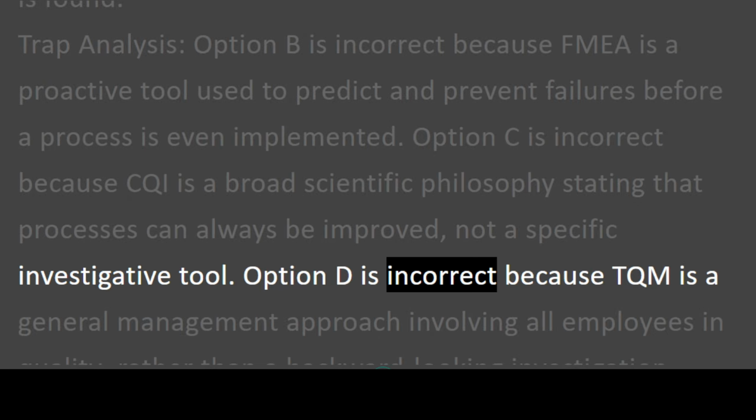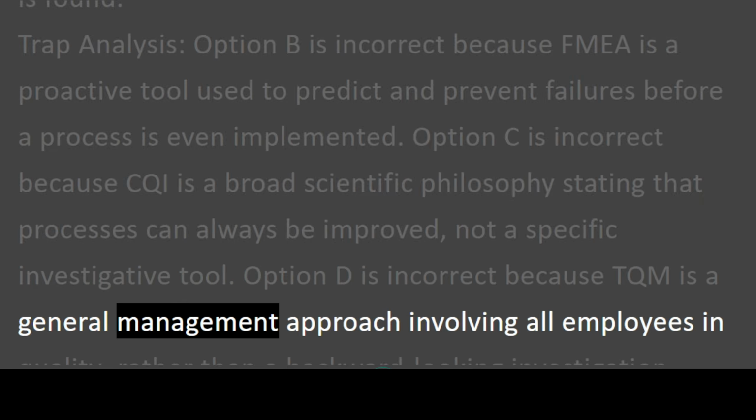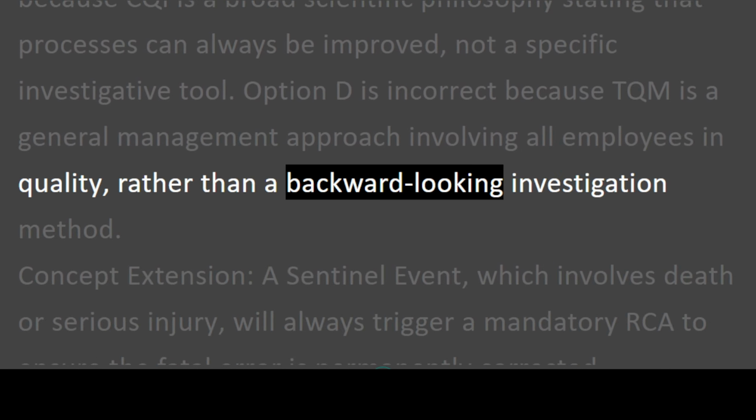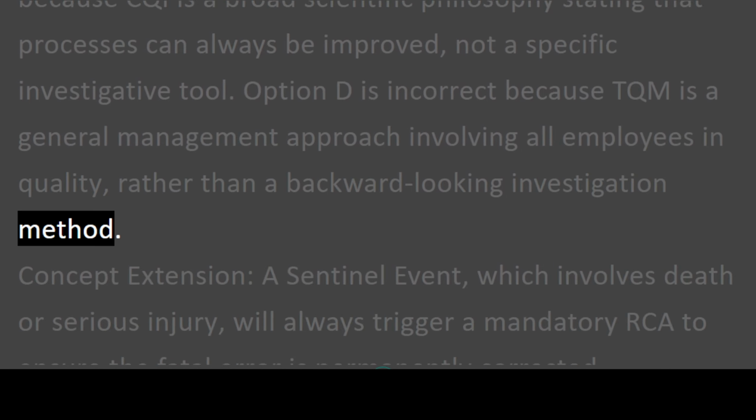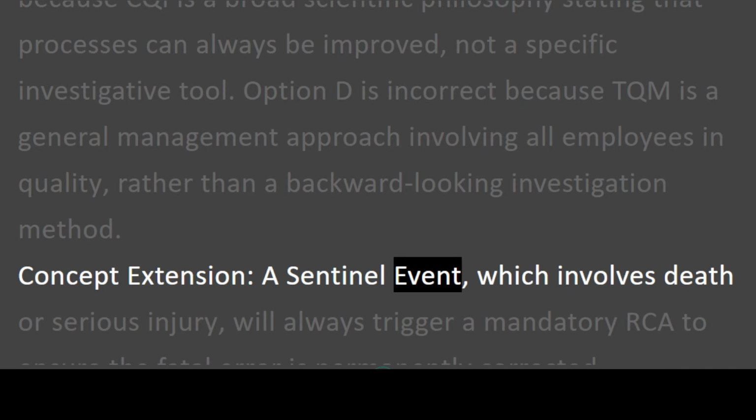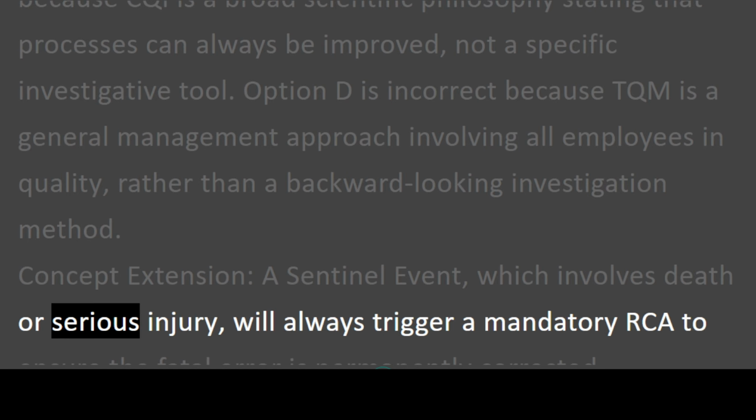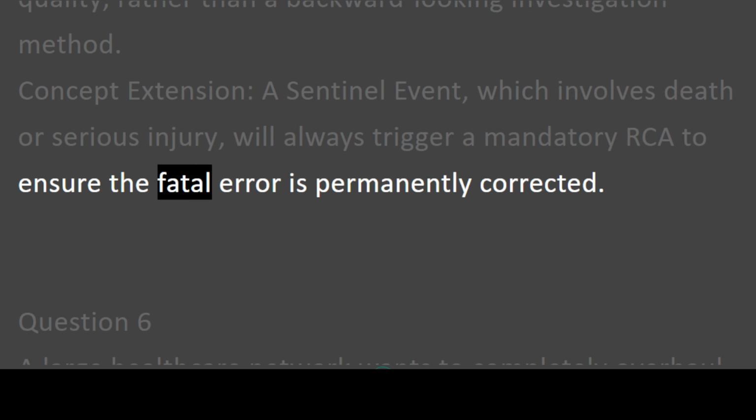Option D is incorrect because TQM is a general management approach involving all employees in quality, rather than a backward-looking investigation method. Concept extension. A sentinel event, which involves death or serious injury, will always trigger a mandatory RCA to ensure the fatal error is permanently corrected.